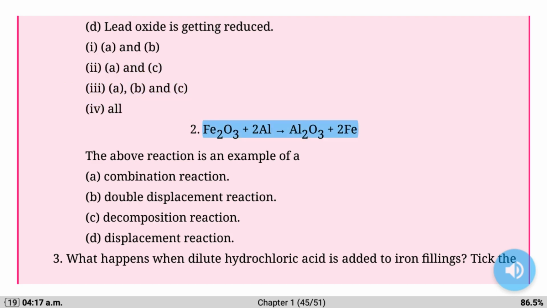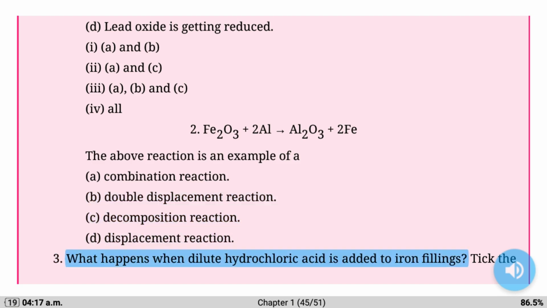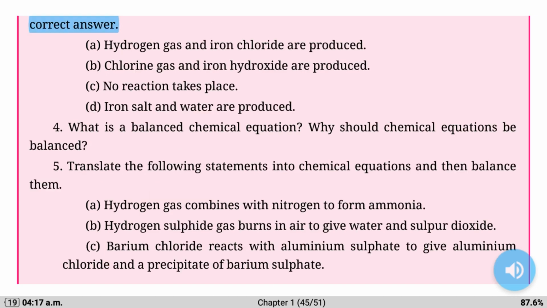2. Fe2O3 + 2Al → Al2O3 + 2Fe. The above reaction is an example of A. Combination reaction, B. Double displacement reaction, C. Decomposition reaction, D. Displacement reaction. 3. What happens when dilute hydrochloric acid is added to iron filings? Tick the correct answer. A. Hydrogen gas and iron chloride are produced. B. Chlorine gas and iron hydroxide are produced. C. No reaction takes place. D. Iron salt and water are produced.